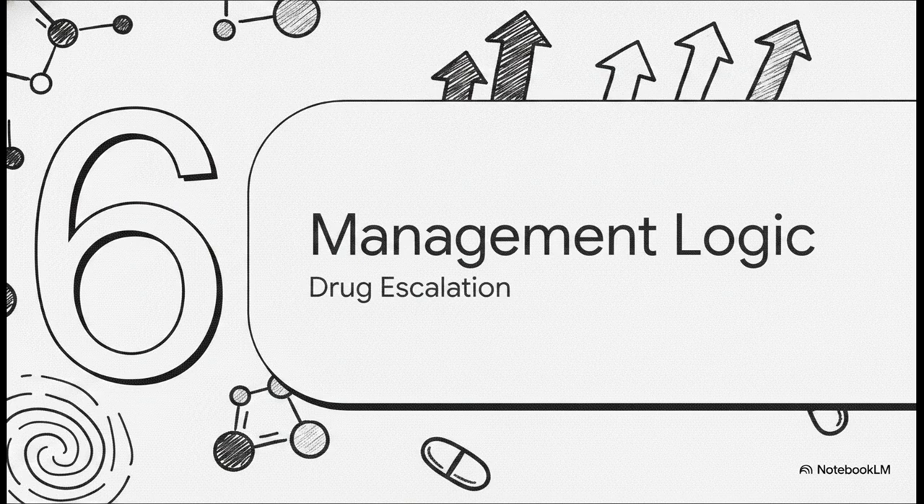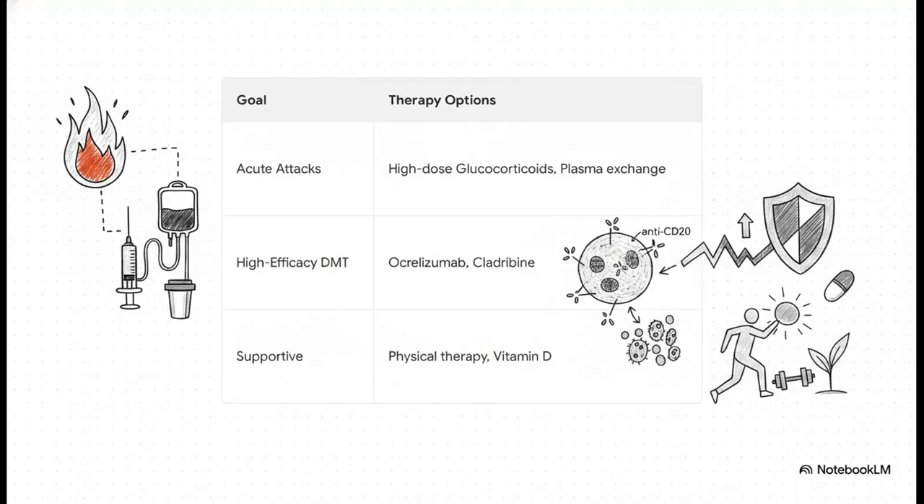Finally, Section 6, Management and the Logic Behind Drug Escalation. Let's wipe the whiteboard clean and build our overall strategy. The absolute crucial point here is differentiating our therapeutic goals. If a patient is having an acute attack right this second, we hit the inflammation hard with high-dose glucocorticoids, or we use plasma exchange if they don't respond.